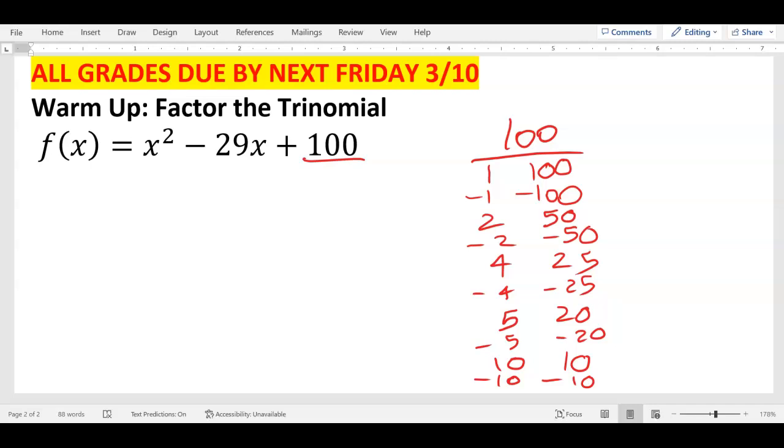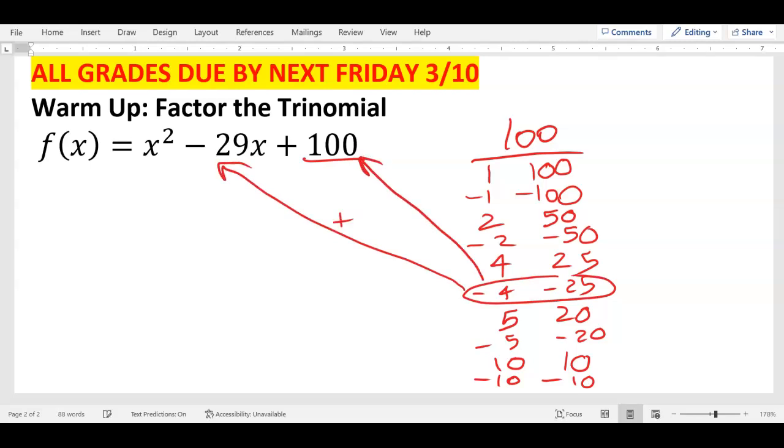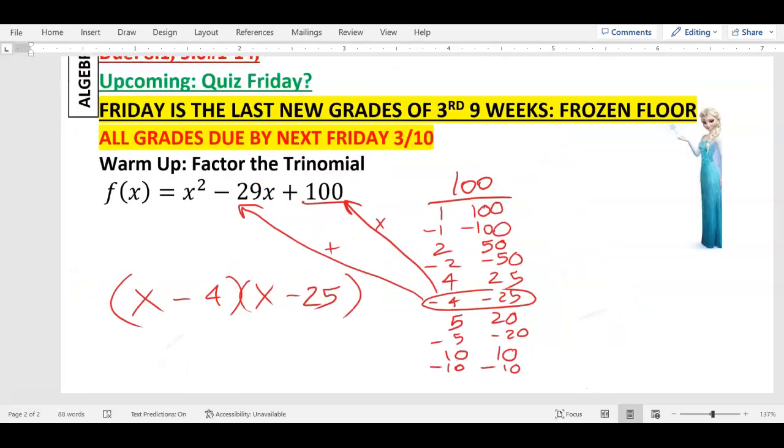Okay, so if you weren't here yesterday or the day before, you got to find your factor pairs of this number, and then you want to see which one of these pairs adds up to make the middle term, negative 29. So which one do y'all think it is? Negative 4, negative 25 will add to make this and multiply to make this. Right? So here's what we do. We put it into two parentheses with x's. Negative 4, negative 25. That's it. So that's how you do factoring.